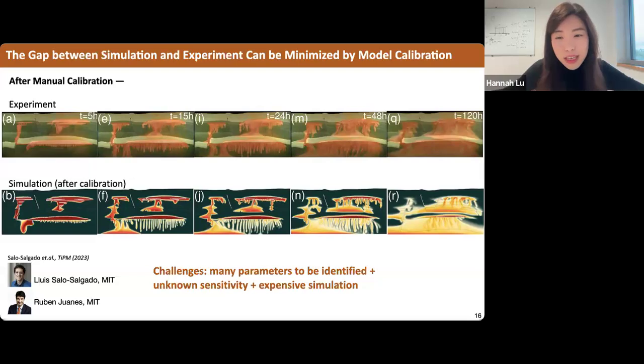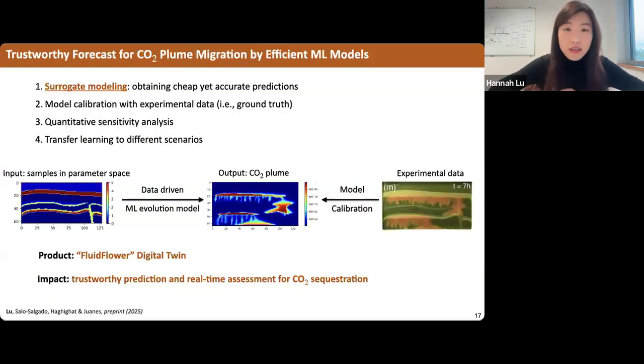Some selections can be made with his geophysical intuitions, but in general, we don't know how sensitive the system responds to each parameter change. And the simulations are very expensive, as we mentioned before. And we need very fine resolution to resolve these beautiful small-scale dissolution fingers. So to lift the pain in this manual history matching, I was working with Ruben and Lewis, and we want to use machine learning in model calibration, history matching.